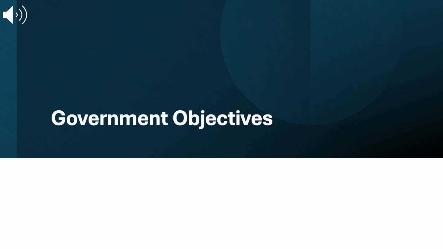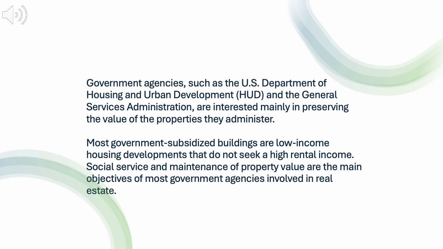Government objectives. Government agencies, such as the U.S. Department of Housing and Urban Development (HUD) and the General Services Administration, are interested mainly in preserving the value of the properties they administer. Most government-subsidized buildings are low-income housing developments that do not seek a high rental income. Social service and maintenance of property value are the main objectives of most government agencies involved in real estate.